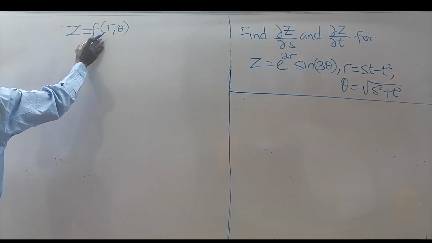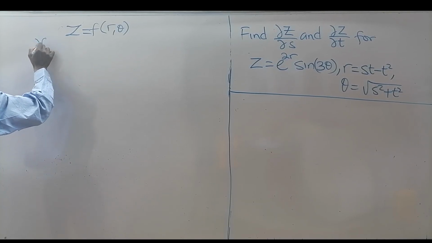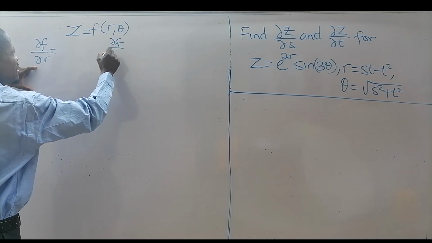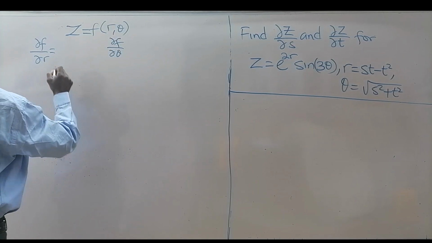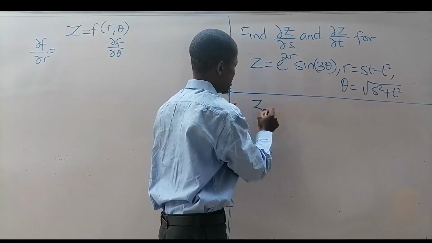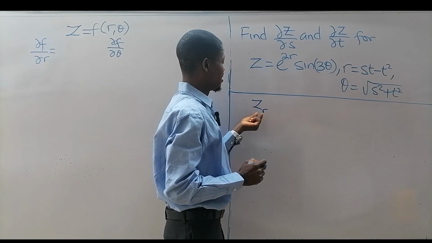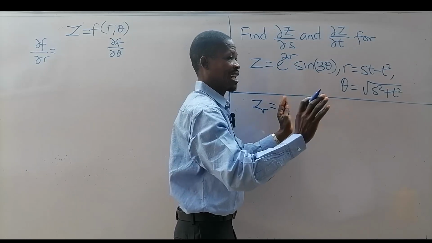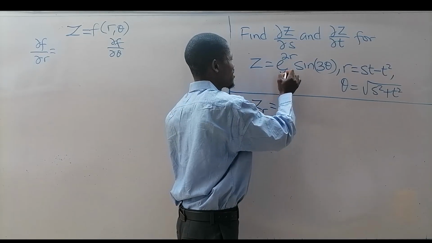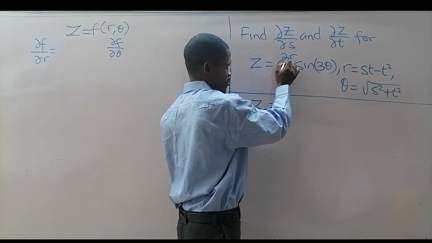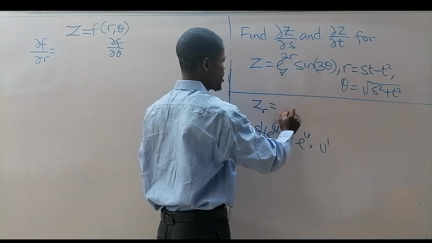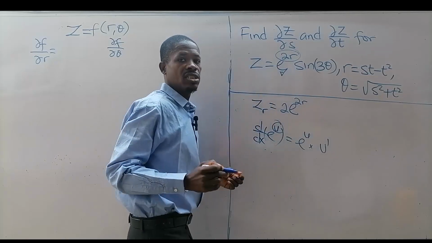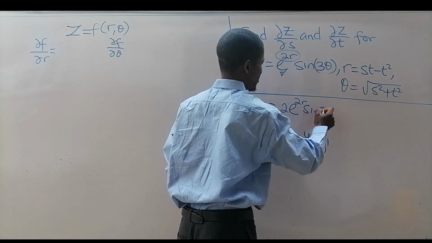In this case, we can get del f, del r, okay? And we can also get del f, del theta. So let's get that. Differentiate this in subscript notation, z subscript r, theta will be kept as a constant. I'm only differentiating this one, the only place I have r. That will give me e to the power 2r times 2, since if you differentiate this one, that will be 2, and then sine 3 theta.